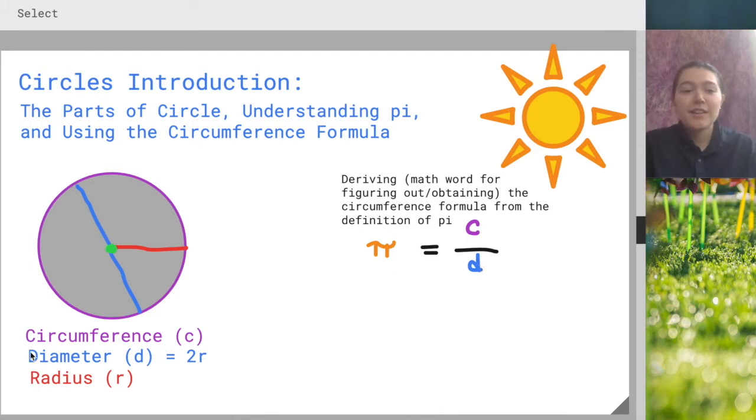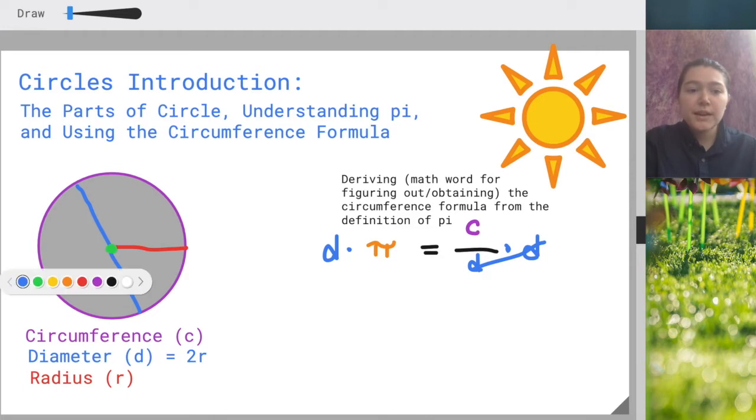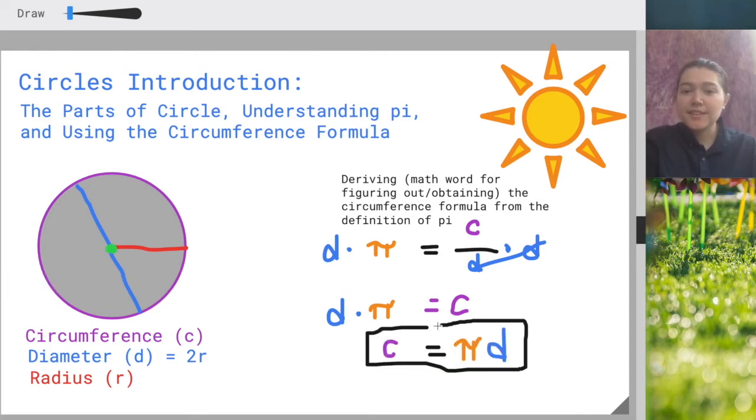You multiply. Okay, so if I multiply both sides by D, then the D's are going to cancel away, and I will get that circumference is equal to the diameter times pi. Or more frequently, you'll flip it around, and you'll see this written as circumference is equal to pi times diameter, pi d. Okay, so that's going to be the formula I can use if I'm given the diameter or I'm given the circumference to find the other part.